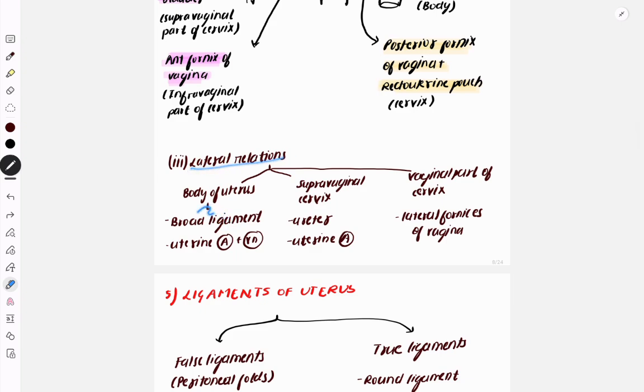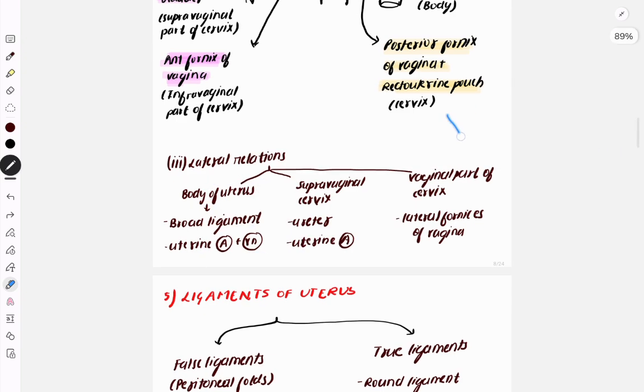Coming on to the lateral relations. If this is the body of uterus, laterally it will be related to the broad ligament, which we will discuss further. Along with the broad ligament, on the lateral surface we will have the uterine artery, which will give its arcuate branches. So we will have the uterine artery and vein along with the broad ligament, present lateral to the body of uterus. In the supravaginal part of the cervix as well, we will have the ureter as well as the uterine artery related to the supravaginal part of the cervix.